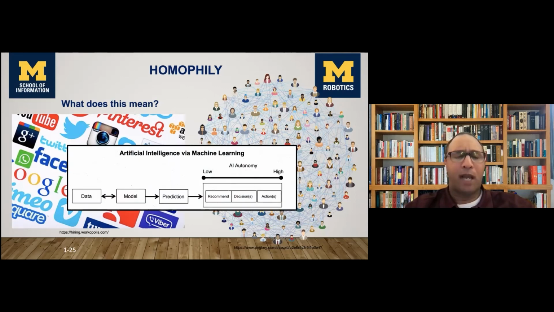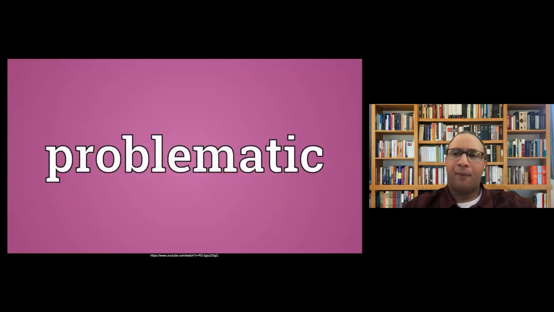Now, what does that mean if we go back to our model about how AI actually works? Well, it means that one problem is that the data these AI systems are relying on are filled with homophily. Some of that's more problematic than others. Some of it is more obvious, and some of it is not very obvious. I'll give you an example of what I mean by that.